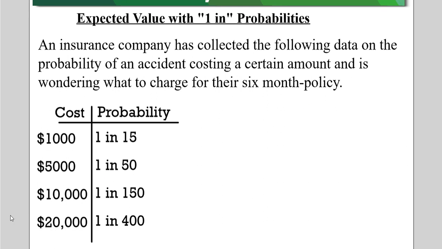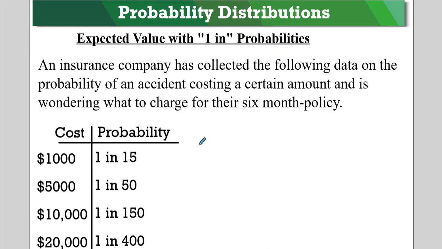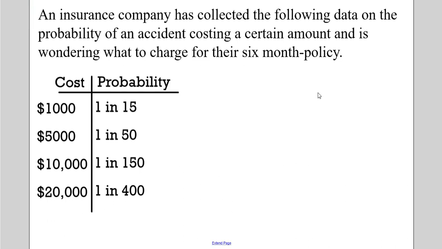One place that this gets used, and I think this is our last example before I have you try one, is insurance. Insurance uses this to set your policy amounts, your premiums. An insurance company has collected the following data on the probability of an accident costing a certain amount and is wondering what to charge for their 6-month policy. They expect that 1 out of 15 of their customers are going to have a $1,000 accident, a very small, minor fender bender. 1 out of 50 are going to have a more serious fender bender. 1 out of 150 are going to have pretty much an accident, and 1 out of 400 might have almost a total. So what would the average cost be for all of their expected accidents?